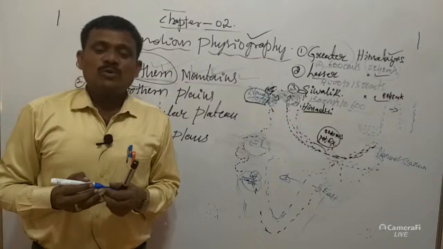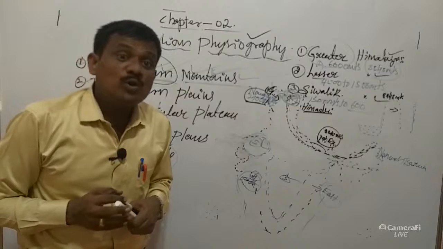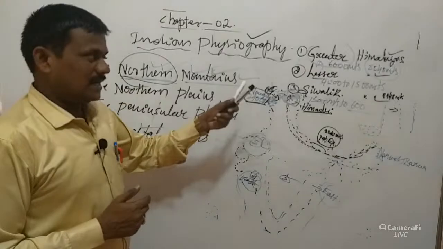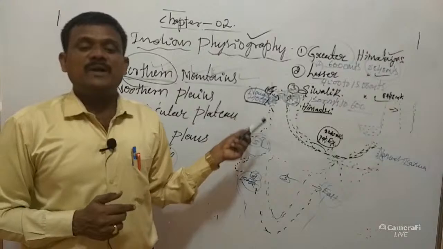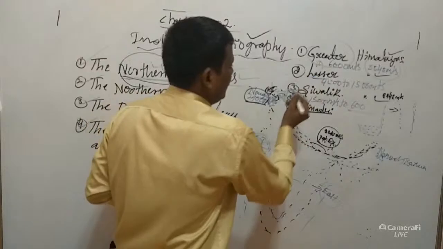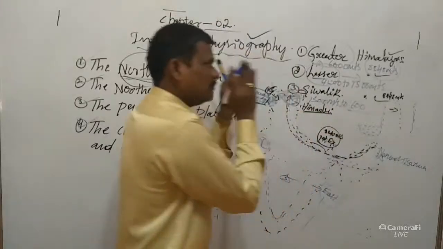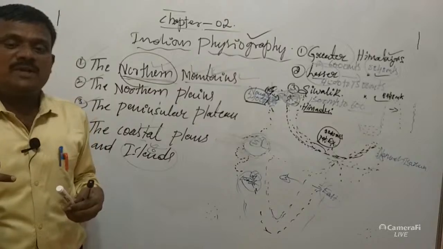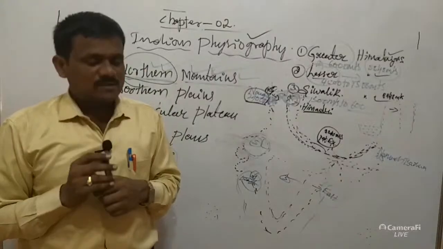And next, what do the Tibetans call it? The Tibetans call it Chomolungma, and the Nepalis call it Sagarmatha. Then the second important area is the Lesser Himalaya, or Himachal, or we should call it Mid Himalaya. Again there are three names: Lesser Himalaya, Himachal, and Mid Himalaya all have the same meaning.